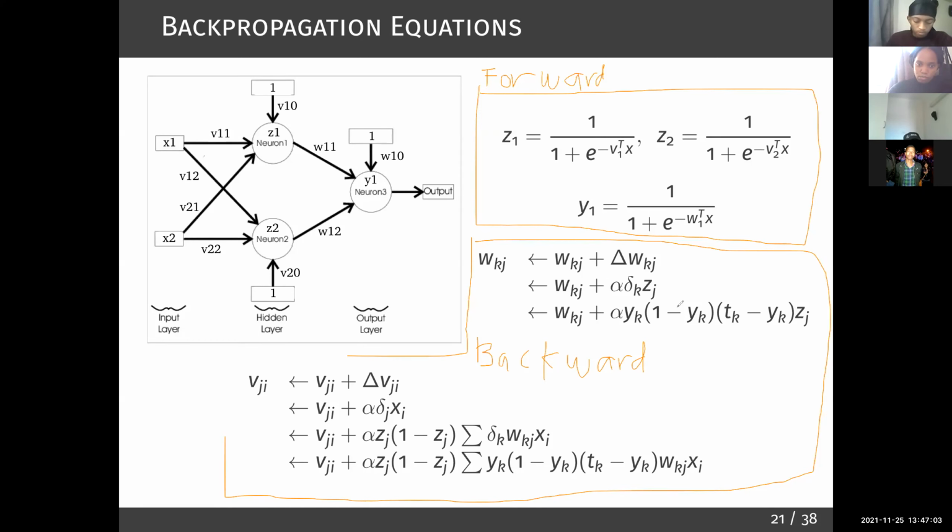I was wondering, if we're doing backward propagation, how far back do we go? Do we go into the input layer and the hidden layer? Do we update the V's and the W's in one iteration? If we're going backward, do we update both the V's and the W's, or just one layer?